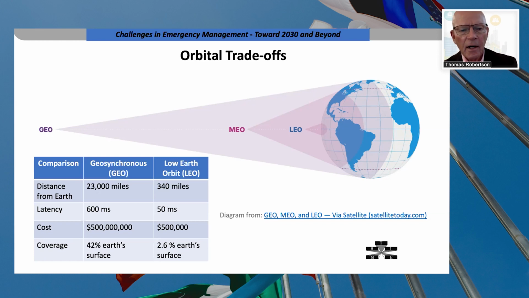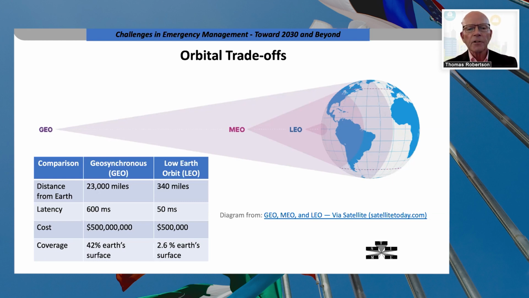However, each satellite being so close to Earth can only cover about 2.6% of the Earth's surface. And this means that if you want to cover a broad geographic area, you need multiple satellites. So the use of multiple satellites is not something new. It's been used in several applications.